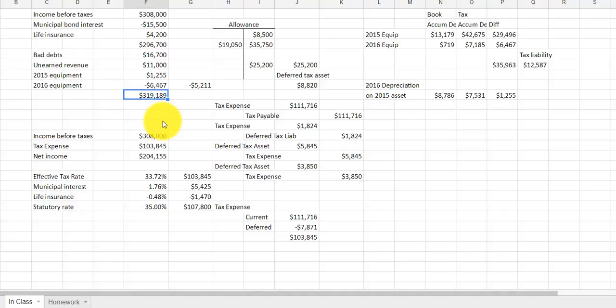Just like before, we're going to now make our journal entry for tax expense and tax payable by simply taking the $319,189 and multiplying it by the tax rate.